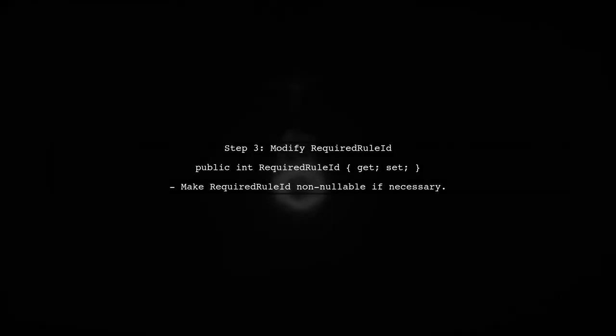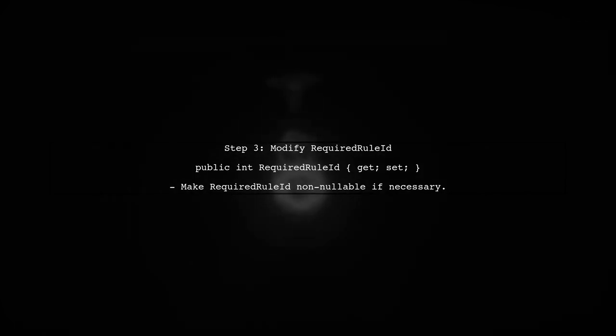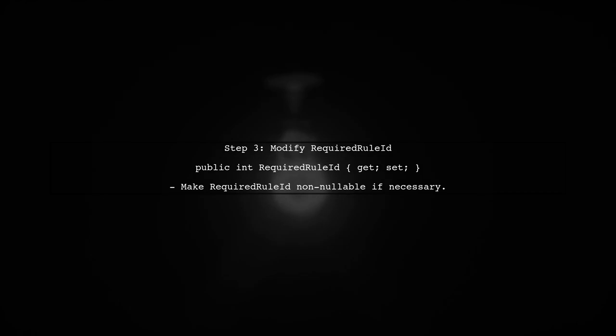Next, we need to modify the foreign key attributes to specify the relationship correctly. In the Menu Item model, change the required rule ID to be a required property if it should always reference a rule.